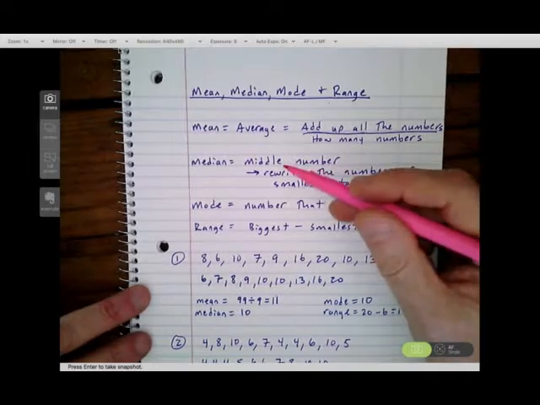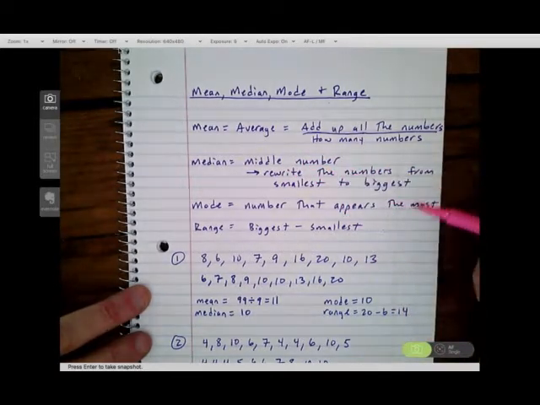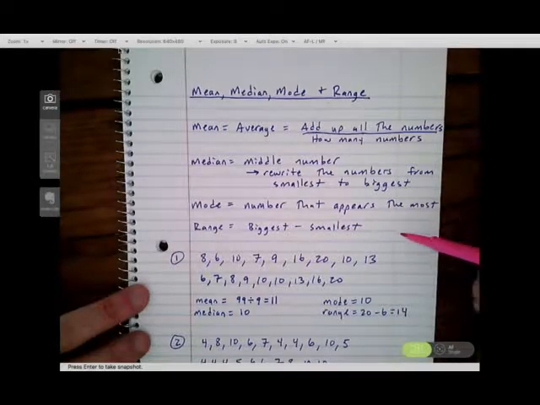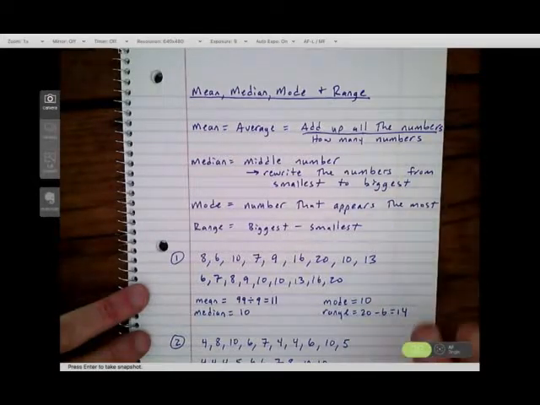The median is the middle number. To find the median, rewrite the numbers from smallest to biggest, and then look for the number in the middle. The mode is the one that appears the most, and the range is just the biggest number minus the smallest number. We'll look at a few examples here.